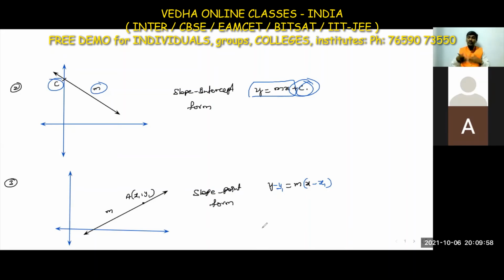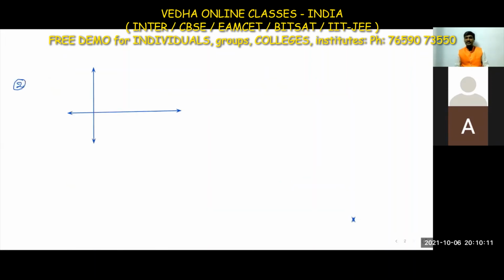If we know 2 points, then how to find the equation? Already we have the formula for finding the slope when we know 2 points. So we just replace the slope formula in place of m. It is like this only.